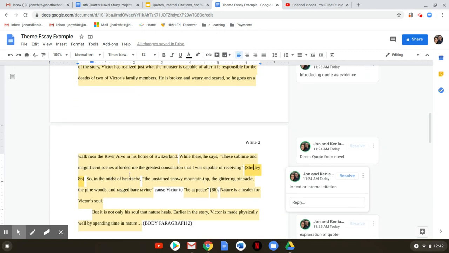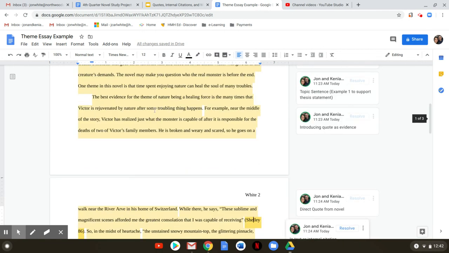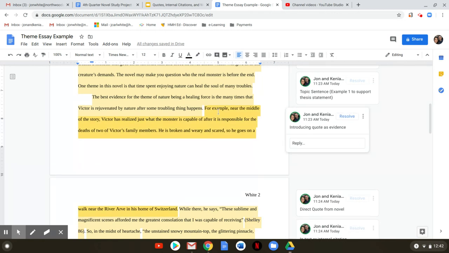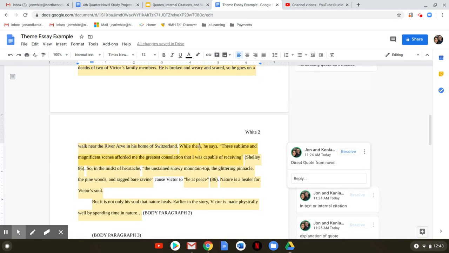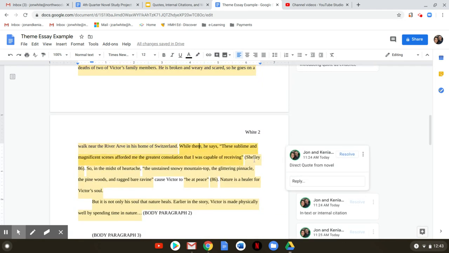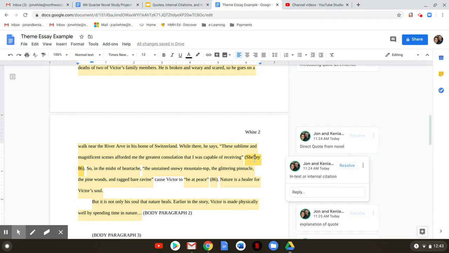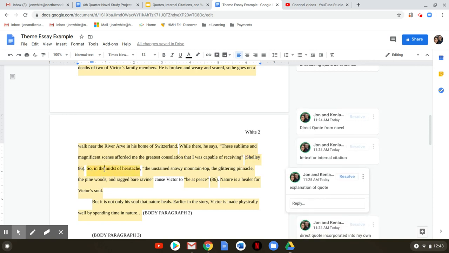Now I'm in the explanation part. We said we need to introduce a quote. We need to use the quote. We need to put an internal citation to show where the quote came from. And now almost the most important thing we can do is we need to explain it. We can't just leave it just kind of floating out there by itself. We got to explain it.